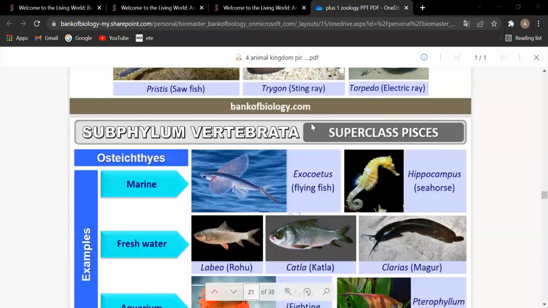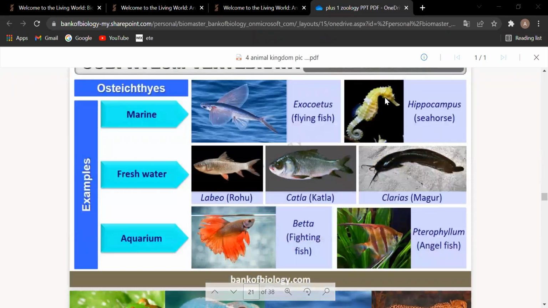Exocoetus, that is flying fish. Hippocampus, seahorse. These are marine. Freshwater ones are Labeo, Catla, and Clarias. People eat all these. All of these are eaten everywhere around the world.